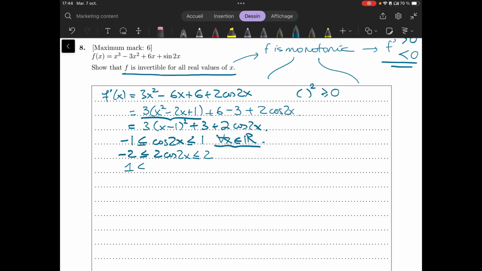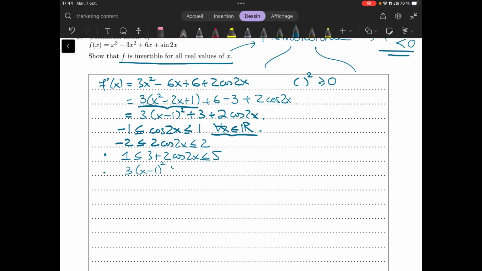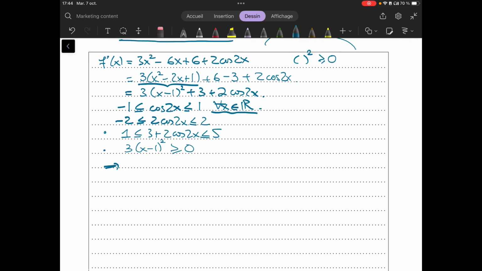That means 3 plus 2 cos 2x is between 1 and 5, and 3 times x minus 1 squared is greater or equal to 0. Therefore, if we add everything, we get an expression that is always between 1 and 5, which is always positive.